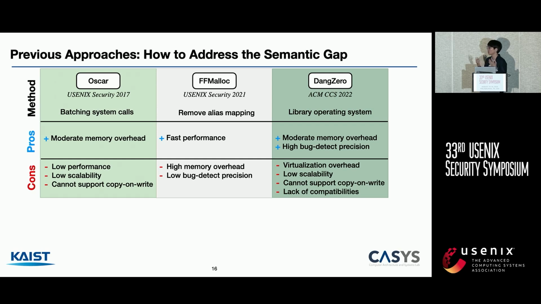Existing one-time allocators can be categorized based on how they address this semantic gap. In Oscar, they batch the system calls. However, they suffer from low performance, and they also cannot support copy-on-write.